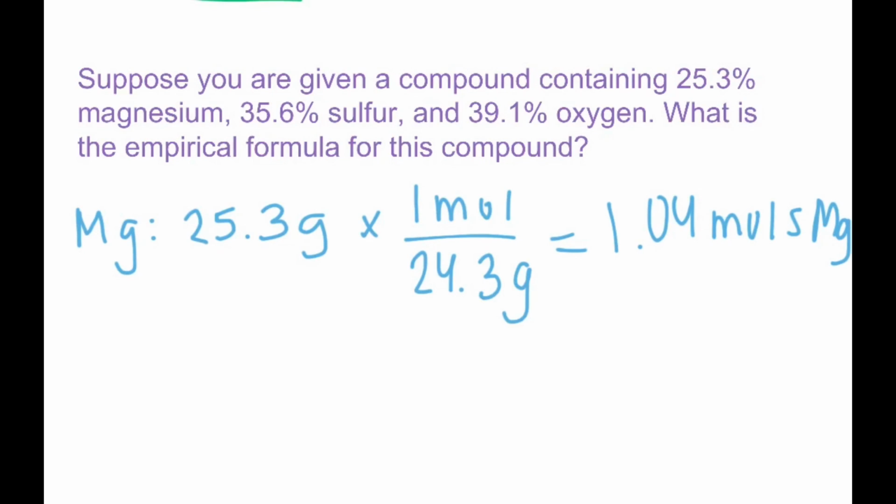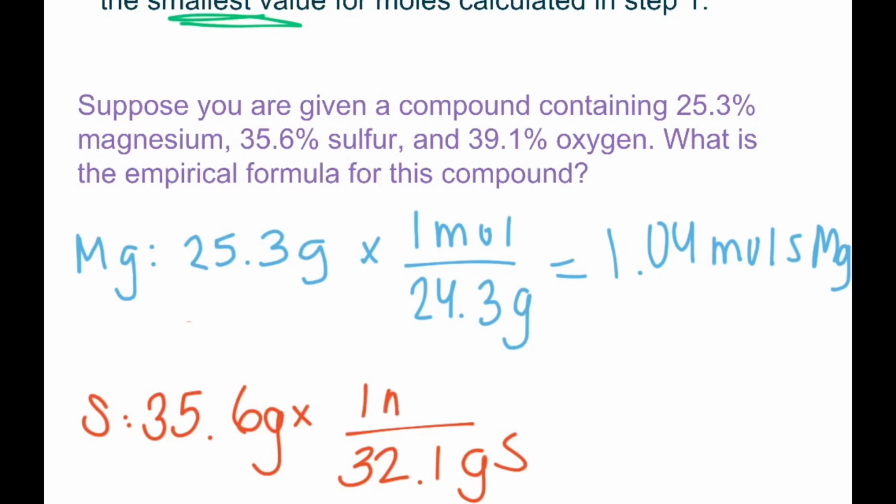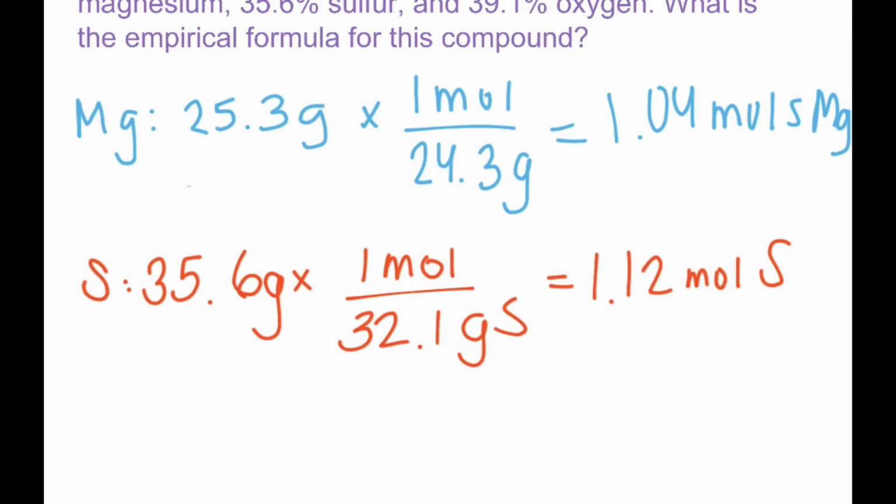The next step is to find the moles of sulfur. So we see that there is 35.6%, and we make that 35.6 grams in order to convert it to moles. And the mass of sulfur is 32.1, which is equal to 1 mole of sulfur. So we now see that there are 1.12 moles of sulfur.